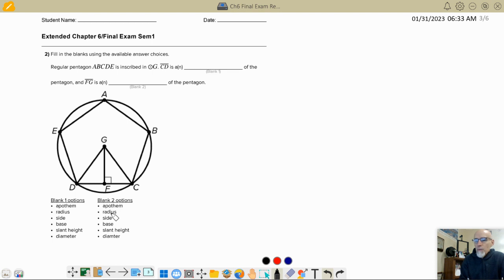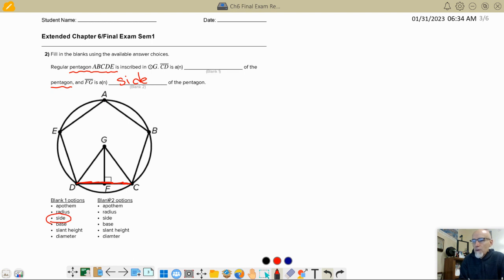Number 2, it wants us to identify CD. So let me highlight where CD is. CD is this piece right here. That's a side in that pentagon. See, it says we've got this regular pentagon, right? And CD is a blank of the pentagon. So if they were wondering in this triangle what is CD, yeah, that could be the base of a triangle, but it's saying, what is it relative to the pentagon? So it's a side in the pentagon.